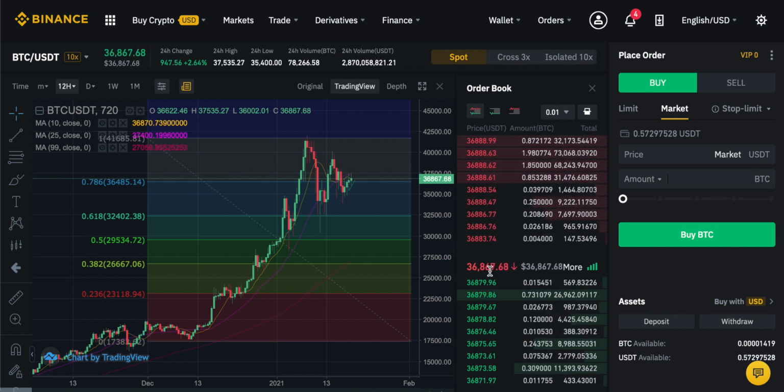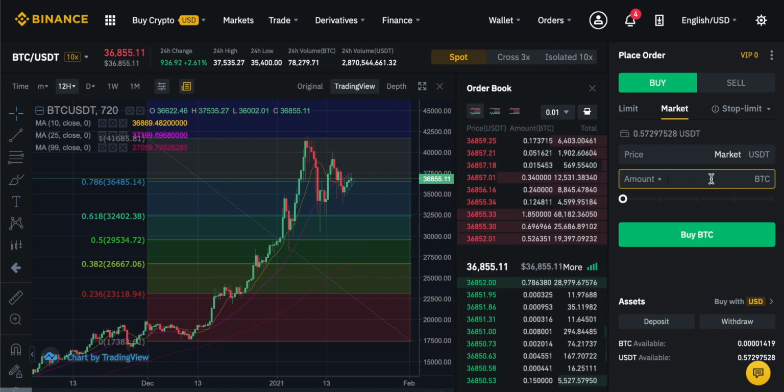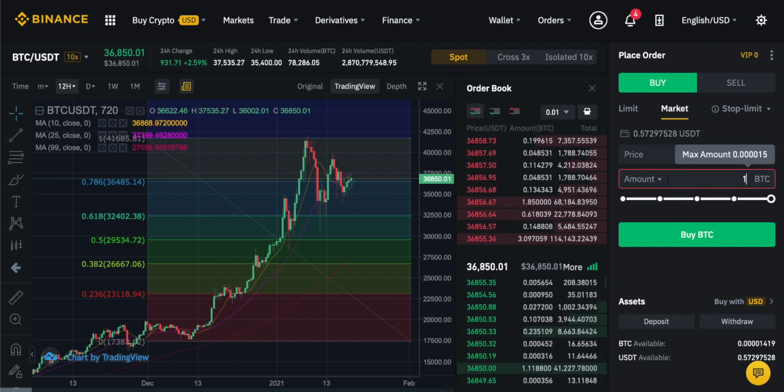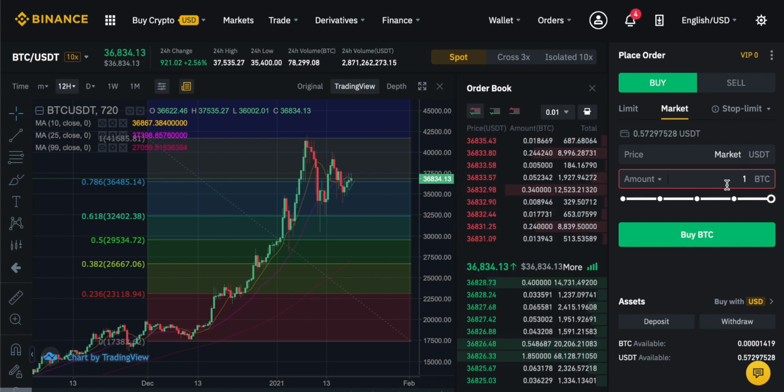Right now, you can see it's 36,879, but it is moving around a lot. So you may pay a little bit more, you may pay a little bit less. You really don't know, and you have no control over that. You can go to the amount right here, and you can say, I want to buy 1 Bitcoin like this. You can see now that we are buying 1 Bitcoin at the market price. We do not know the price, but you can come through, go ahead and press buy on that one, and it will do it for you.